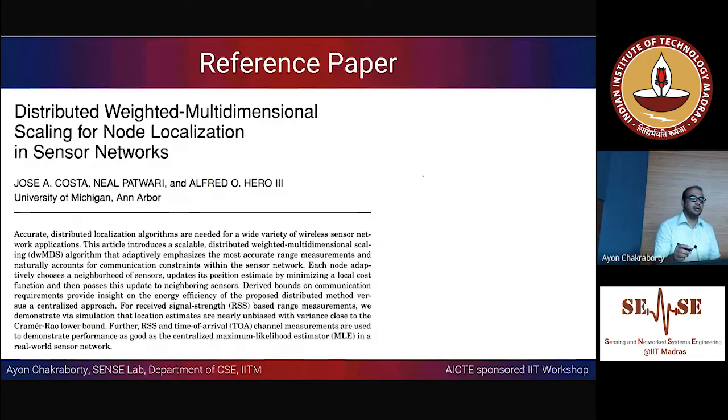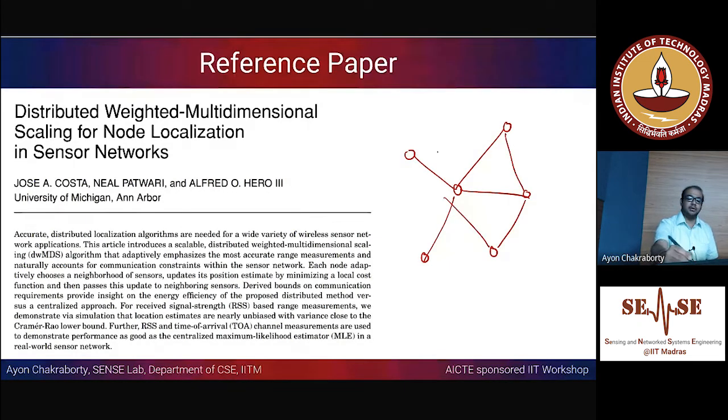How can you use MDS, multidimensional scaling, for node localization in a sensor network? You have a collection of nodes, and they made some idealistic assumptions, like if the nodes can range with each other, how can you use the MDS algorithm to get the relative location? Okay, so one more question: why do you think we have missing ranges?